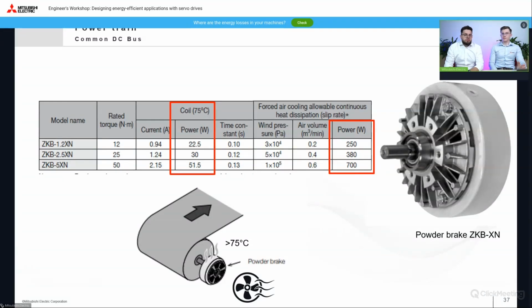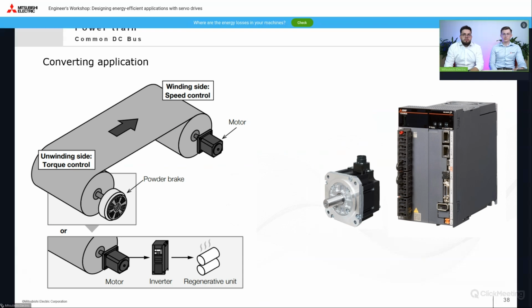Right. Let's go to the second option. The second solution is equipped with a motor on both sides, unwinding and winding side. What is crucial, we can recover and return the energy to the servo amplifier. And now you can ask us why we are talking about it.